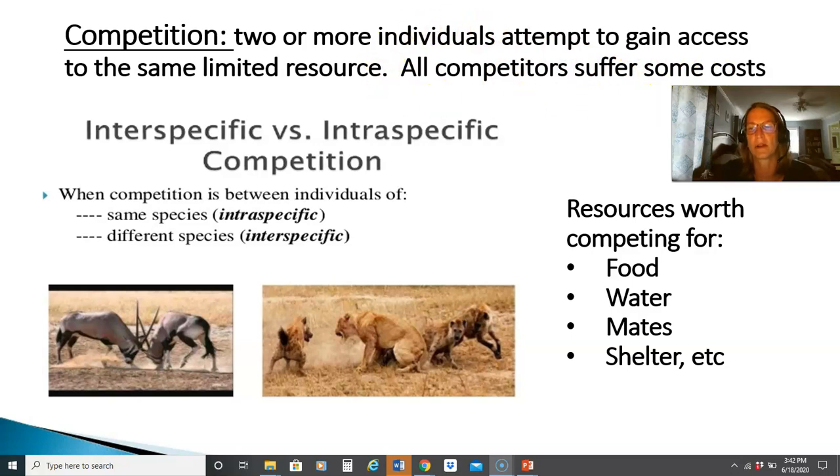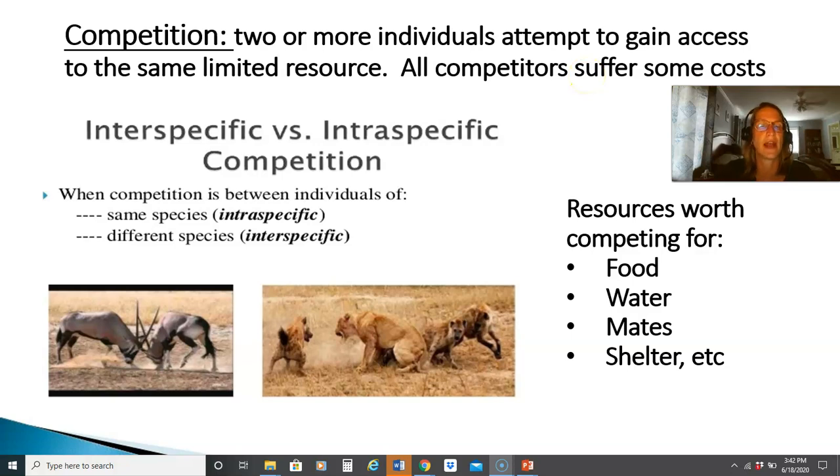So this part of the definition has to do with the last slide where both individuals, species 1 and species 2, are suffering some costs. Both of them have some cost or a negative impact. One thing that was not clear in the last slide, I said species 1 and species 2, but competition can also occur between individuals of the same species.